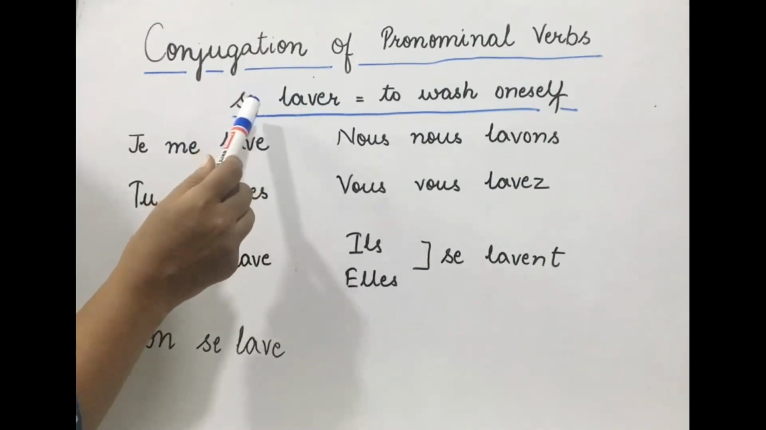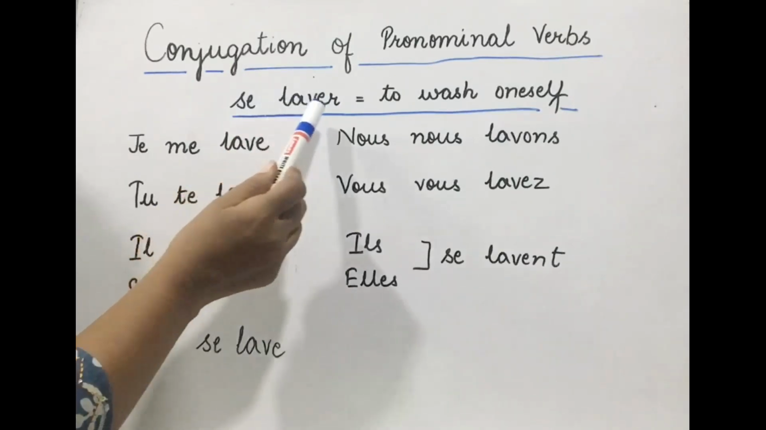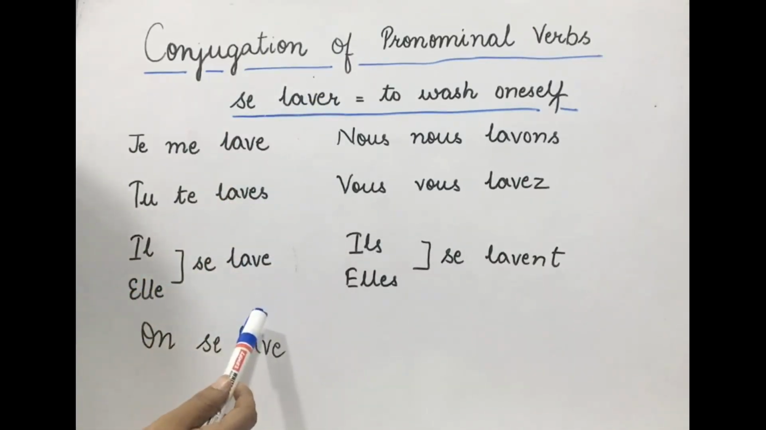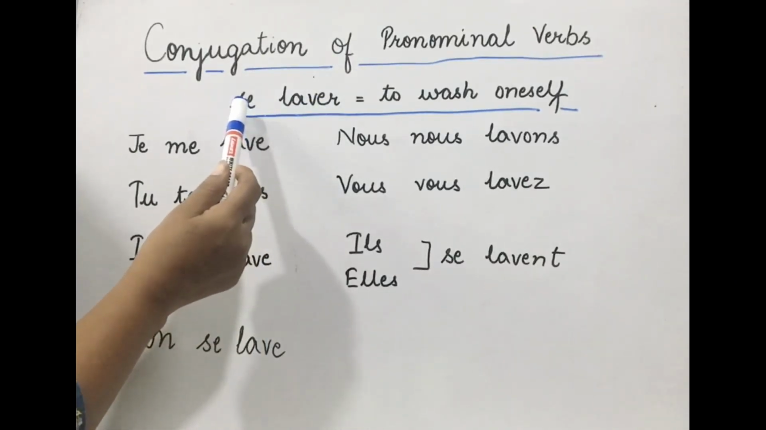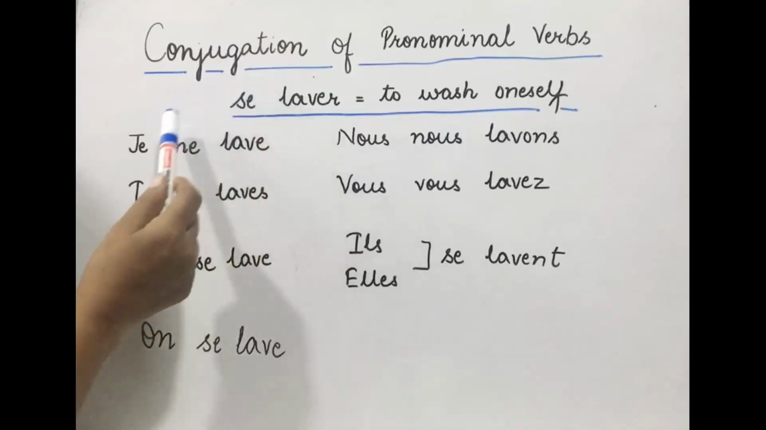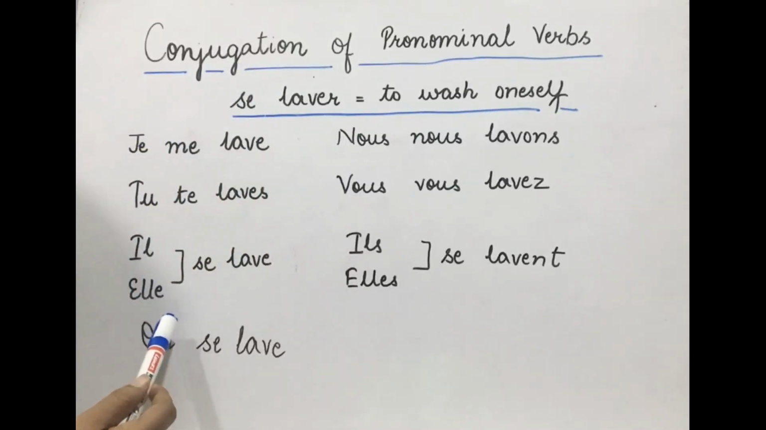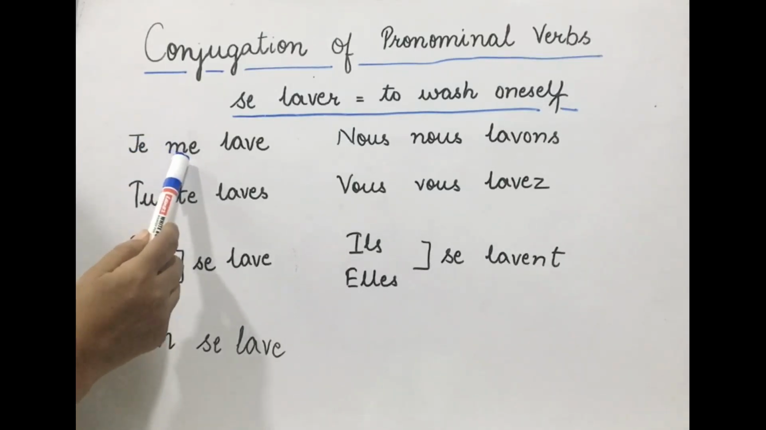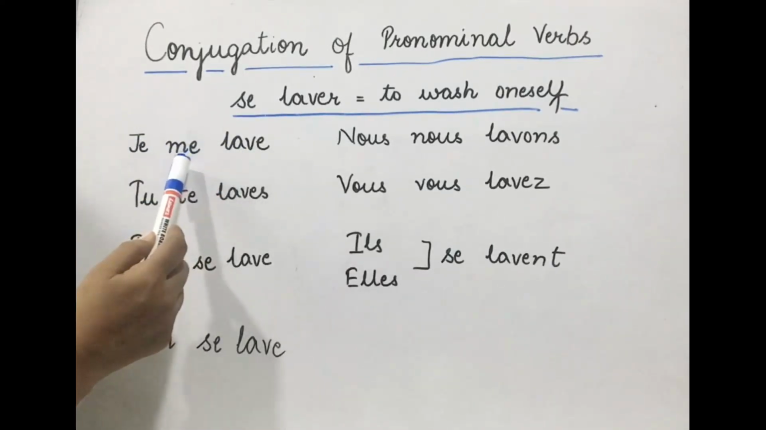Now for conjugating the pronominal verb, because this is an ER verb, the conjugation will be similar to ER verbs. You just need to add the endings. The only change we will have here is how we change the pronouns with different subject pronouns. So, je me lave, I wash myself.